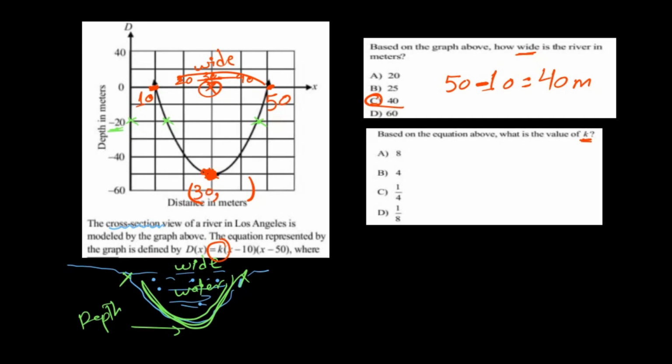And what is the value of the y coordinate? It equals negative 50. We can substitute this point. If we have the depth d equals k times x minus 10 times x minus 50, now x equals 30 and the result has to be negative 50.